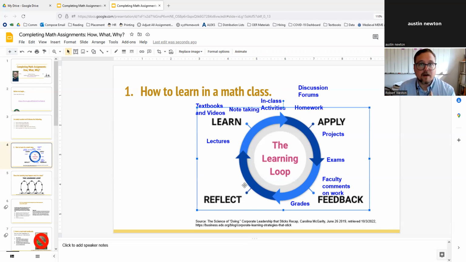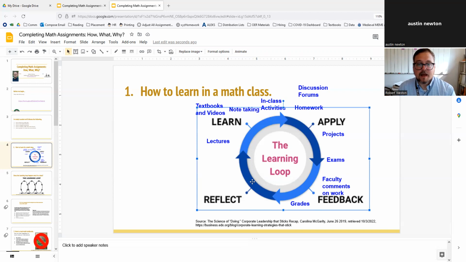However, faculty would be very willing to talk to you about, well, now that I have this information, what do I do with it, right? So use those office hours, student hours, and we'll talk more about that as well. But I just want to reference the fact that we have course components about learning, applying, and feedback, but not so much about reflecting. And that's a hidden part of how to learn in a math class.